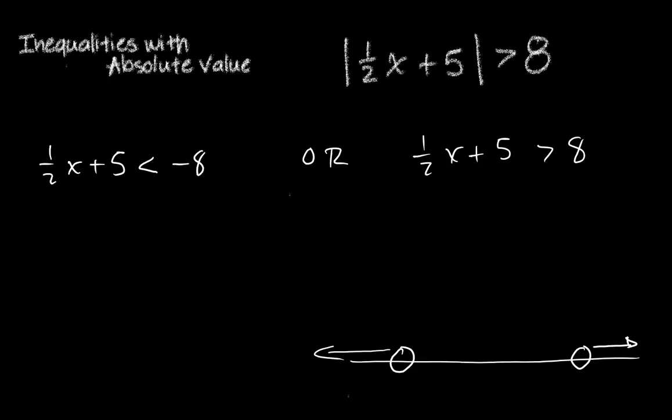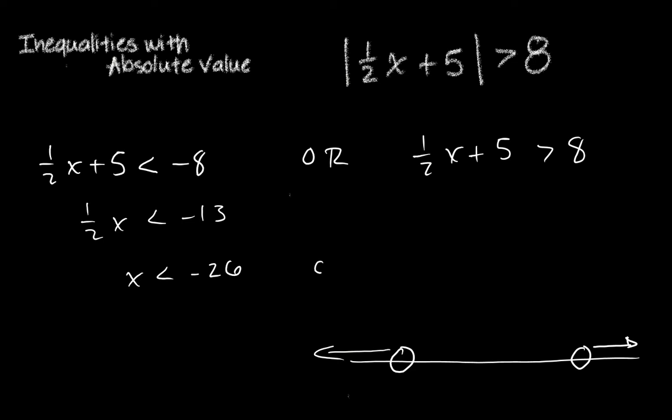Okay, so on each of these, I'm just going to take away 5 first. So on this side, it's going to be 1/2 x is less than -13. Therefore, x is less than -26. So what did I do? I subtracted 5 from both sides of that inequality, and I doubled both sides of the inequality.